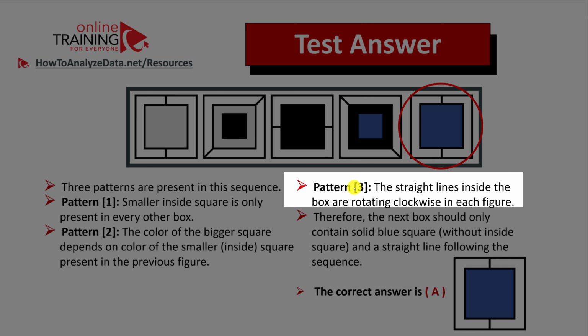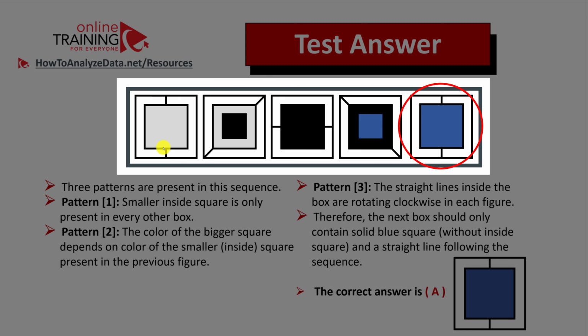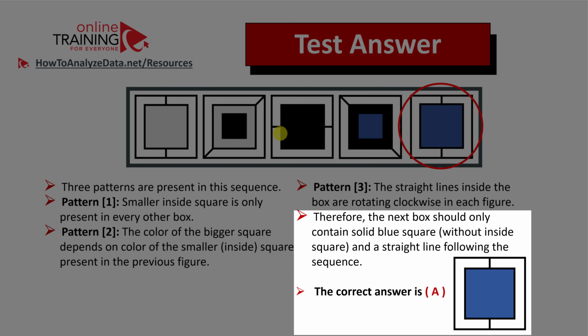The pattern number 3 is the pattern of straight lines. And you see that on the background there is a straight line here. And the straight line is present in every figure. If you look closely, you will see that the straight line rotates clockwise. So, based on this information, you can see that the next square should only contain a solid blue square without an inside square and straight line following the sequence. This leads us to the correct answer for this particular question, being the choice A.